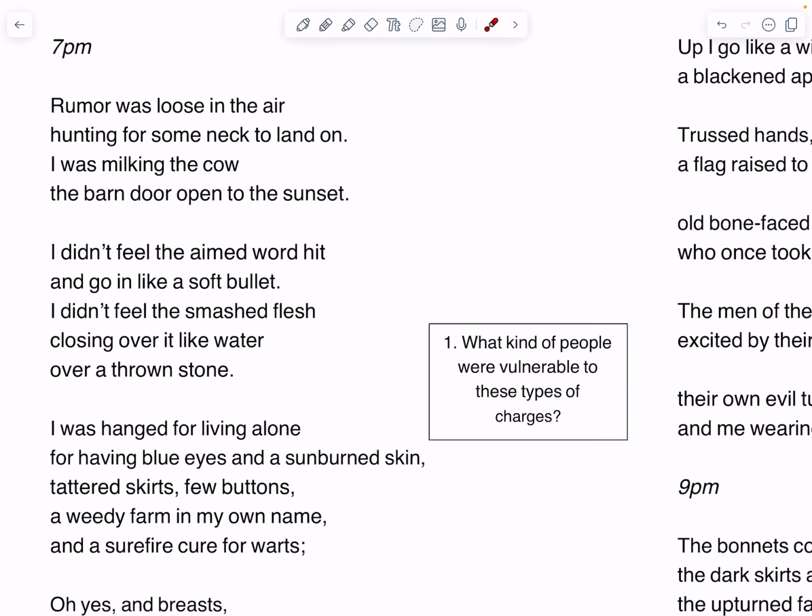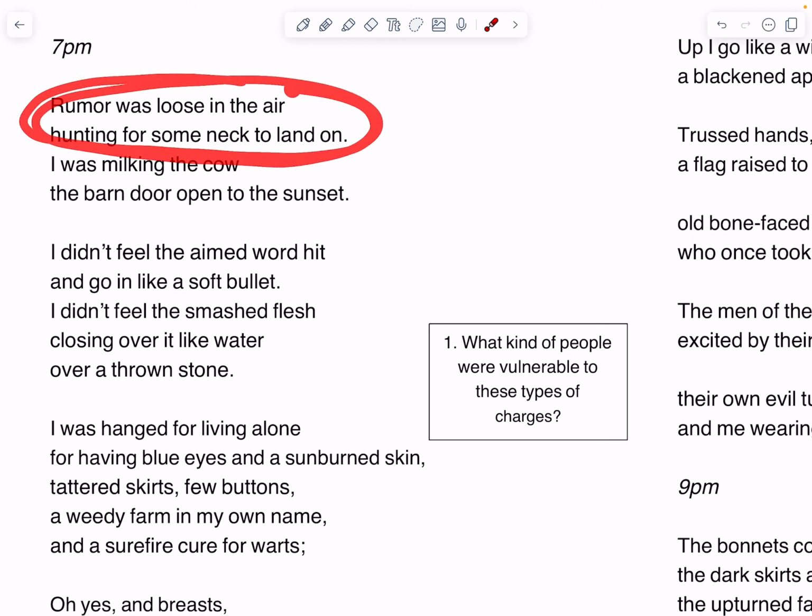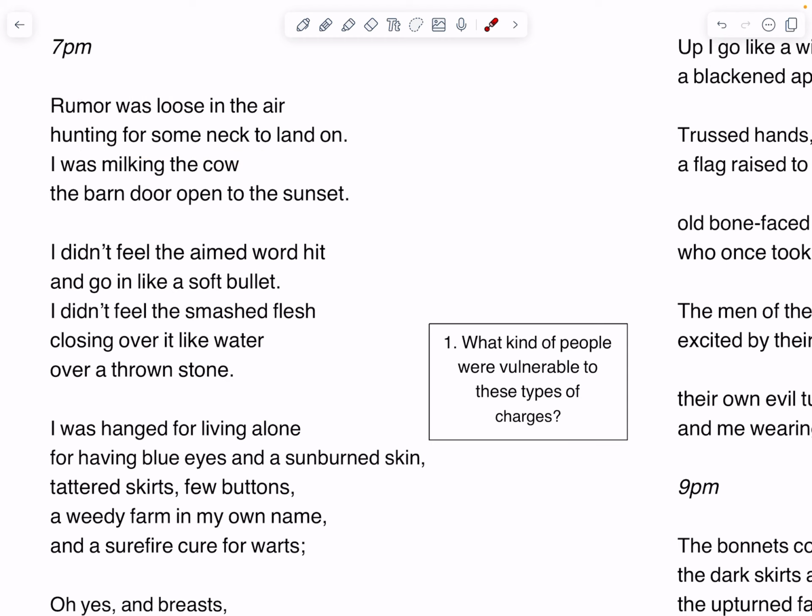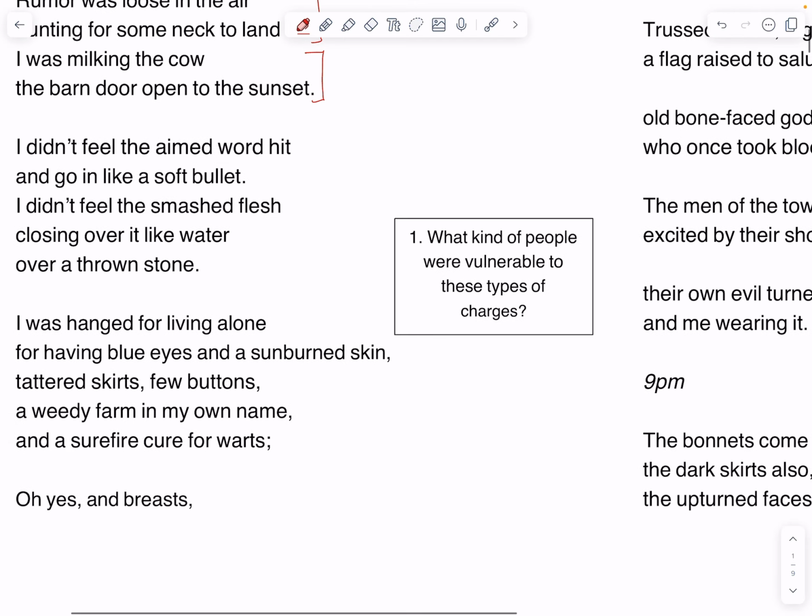Okay, and if you look at the sentences here in this poem, you'll notice that the sentences all continue on to different lines. "Rumor was loose in the air, hunting for some neck to land on." Okay, that's one sentence divided into two lines. And so we're going to draw a bracket around that sentence. "I was milking the cow, the barn door open to the sunset." I'm going to draw a bracket around that sentence as well.